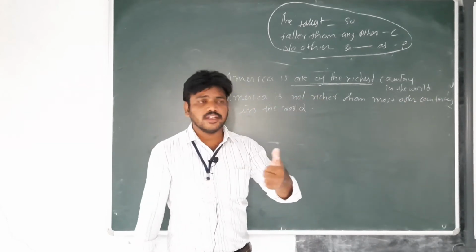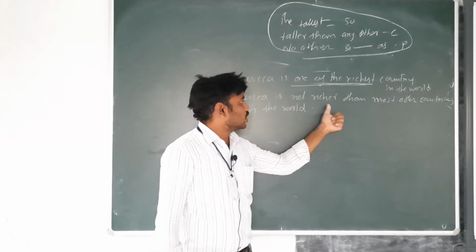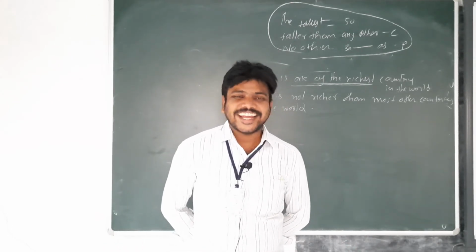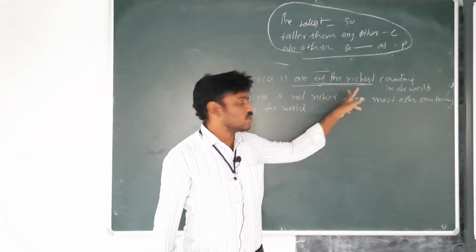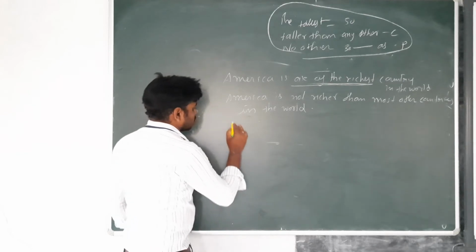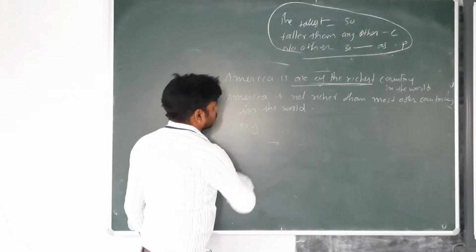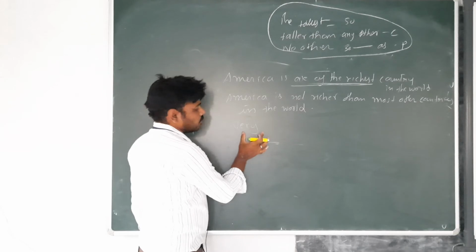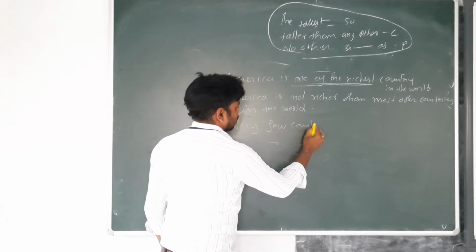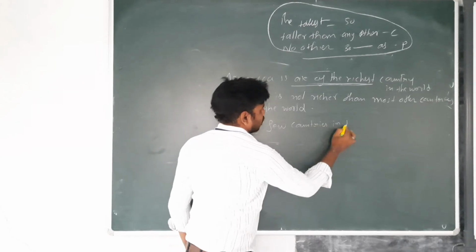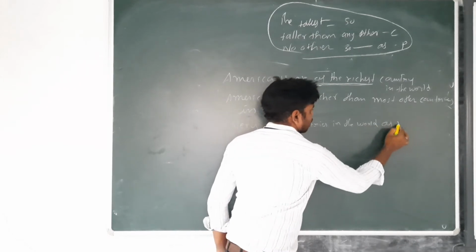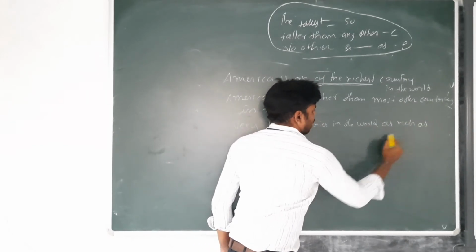So what did you find here? One of the richest here, and richer than most other. Listen attentively and clearly. Here "one of the richest" means "richer than most other." And next, positive: very few countries in the world are as rich as America.